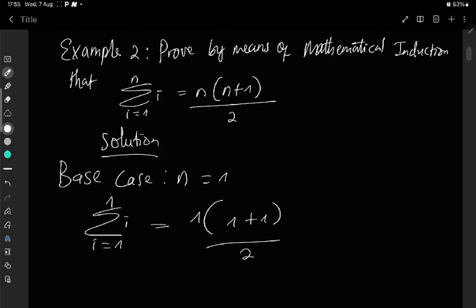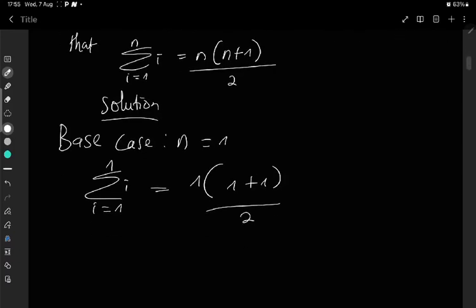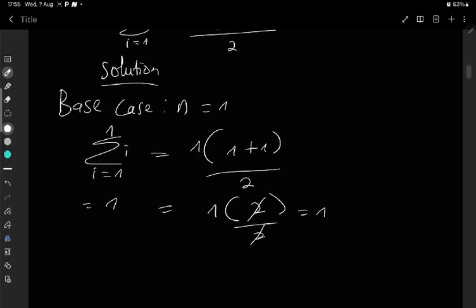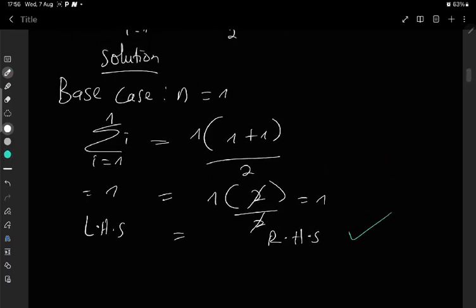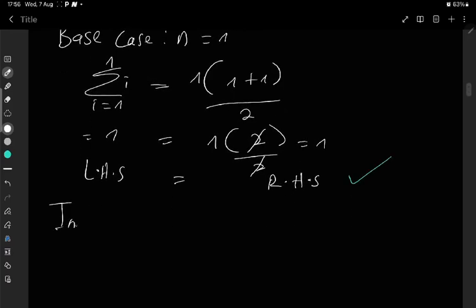So here we have replaced all the n with 1, so that the sum of i from i equal to 1 to 1 will just give you 1. And from here, we have 1 plus 1 is 2, all over 2, and you're going to have 1. So we see that the left hand side is equal to the right hand side. Therefore the formula holds true. The base case holds true. Now we proceed further to the induction hypothesis.